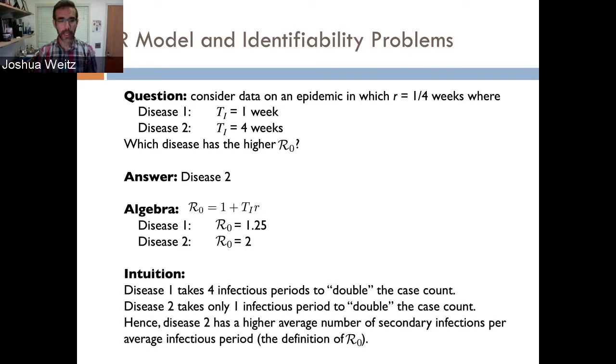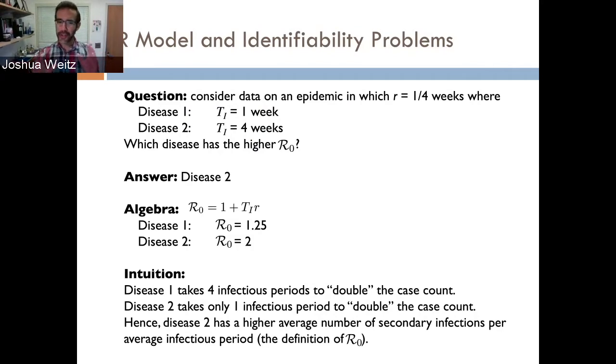The intuition here is that to get essentially a growth doubling, let's say, a period of time over which the cases double of about a month, disease 1, which has at the individual scale about an infectious period of a week, has 4 infectious periods to double the case count, which means at the individual level, it's not as strong, whereas disease 2 takes only 1 infectious period to double the case count, which means that disease 2 has a higher average number of secondary infections per average infectious period.